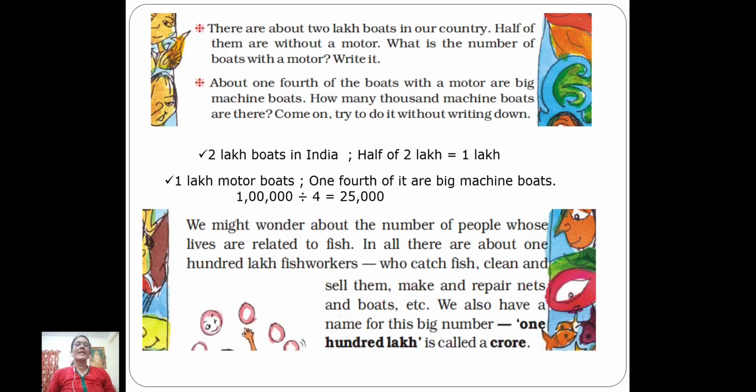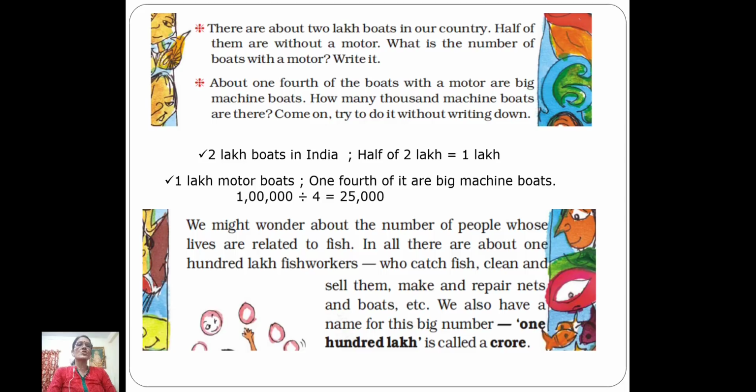Okay. Now our next question is about the 1 lakh boats with a motor. They can be motor boats or they can be machine boats, right? So now this is the second question. About 1/4 of the boats with a motor are big machine boats. In the previous session I told you about motor boats and big machine boats. There are trawlers, they are motor boats, and then big machine boats, they are called launches. So about 1/4 of the boats with a motor are big machine boats, right?